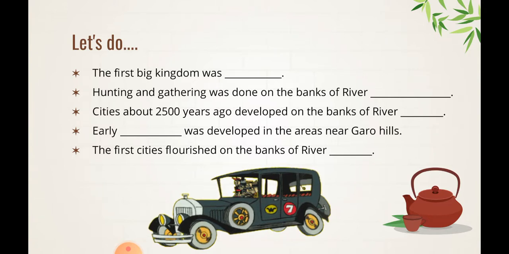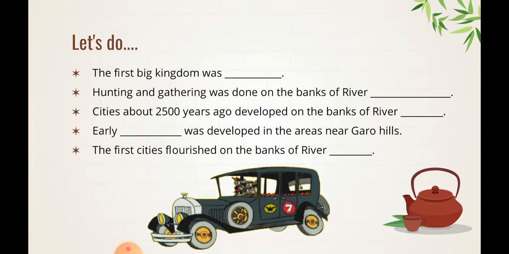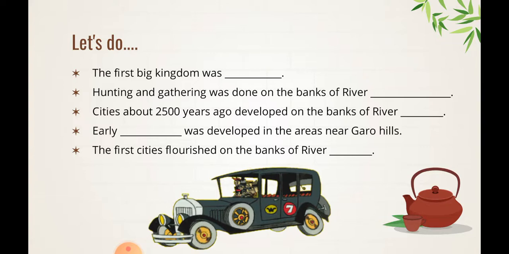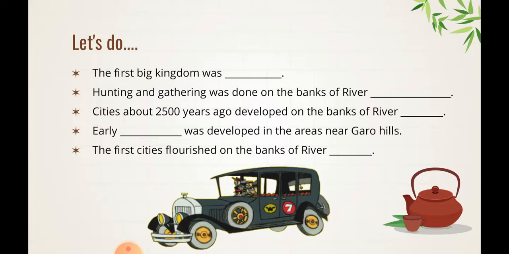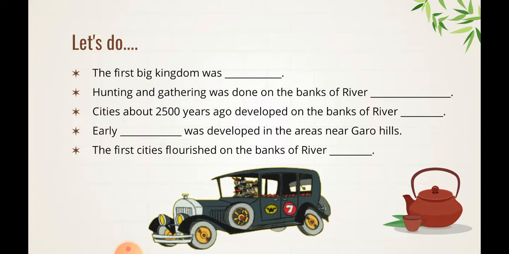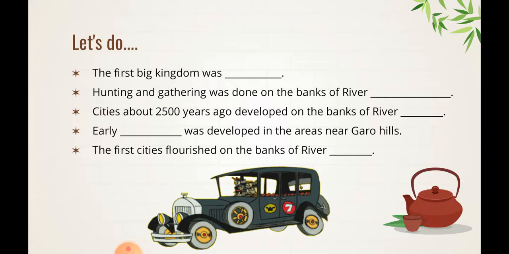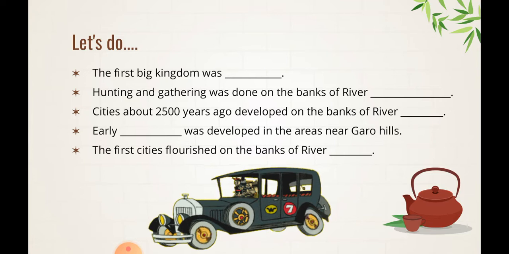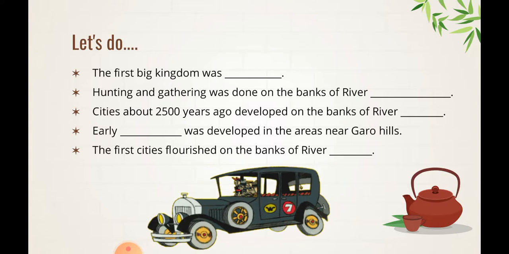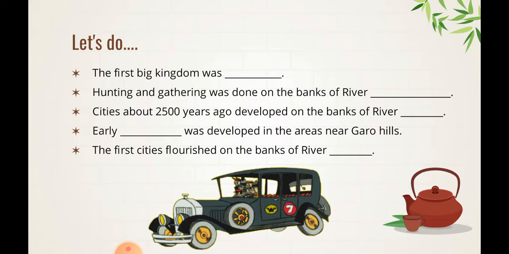Hunting and gathering was done on the banks of river dash. It flows through Madhya Pradesh, Maharashtra and Gujarat. Cities about 2500 years ago developed on the banks of river dash. Early dash was developed in the areas near Garo Hills. The first cities flourished on the banks of river dash.